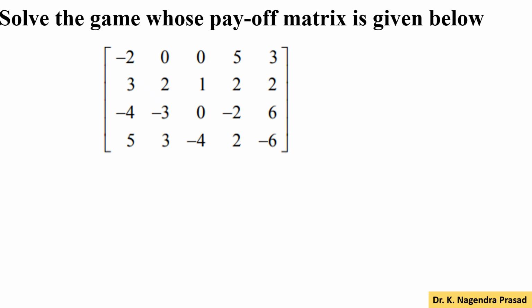In the present lecture, we will discuss the example problem on pure strategy game by applying the Minimax and Maximin principle. Let's see the problem. Solve the game whose payoff matrix is given below. In the given game, player A has 4 strategies and player B has 5 strategies. Let's see the solution.